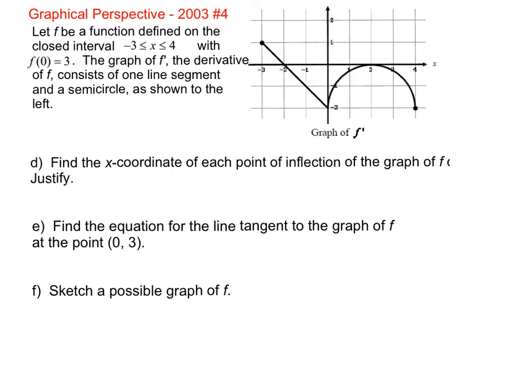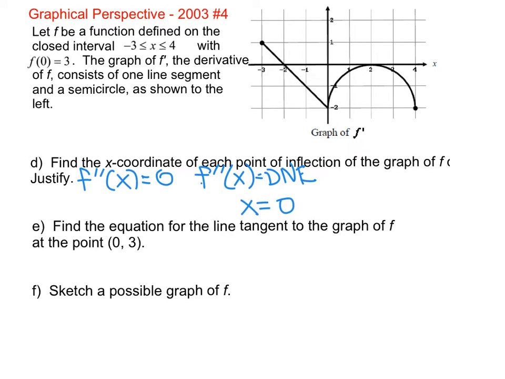Okay, this last part here is 3 more questions on the exact same graph. Find the x coordinate of each point of inflection. Well, we know points of inflection occur where the second derivative is equal to 0 or the second derivative is not defined. And we already talked about that the second derivative is not defined at x equals 0 because we can see there's like a corner cusp there, right?